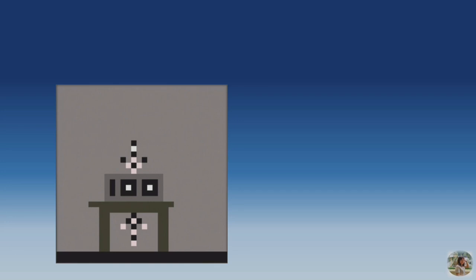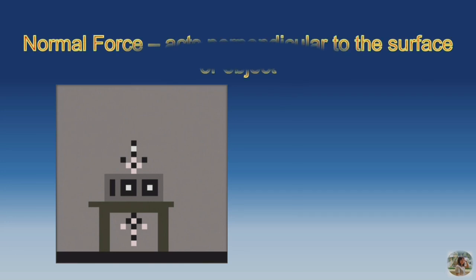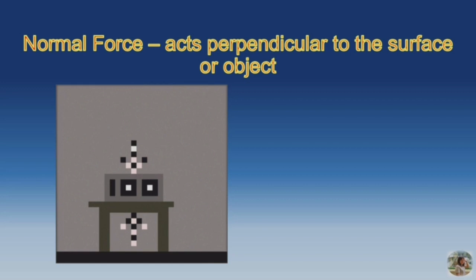The other example of contact force is normal force. Normal force acts perpendicular to the surface of the object. When an object is placed on a surface, gravity pulls the object towards the earth. The surface exerts an equal force upward on the object, and that force is called normal force. The symbol used for normal force is F sub N.